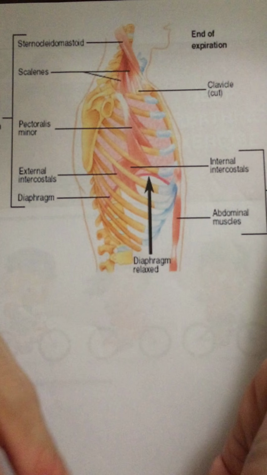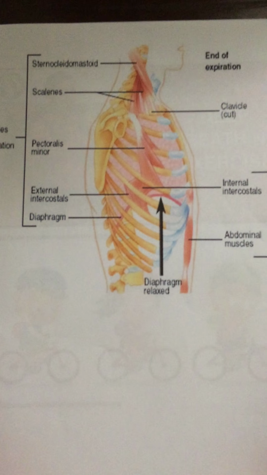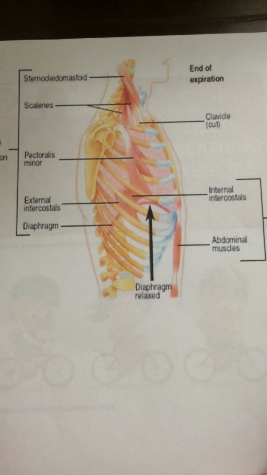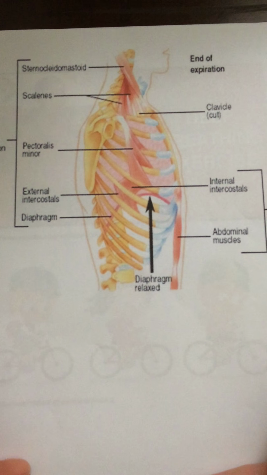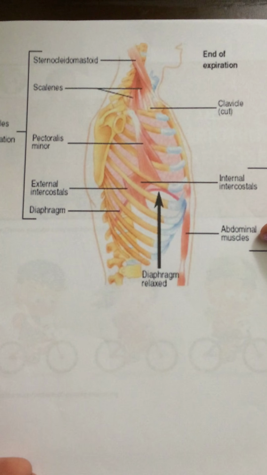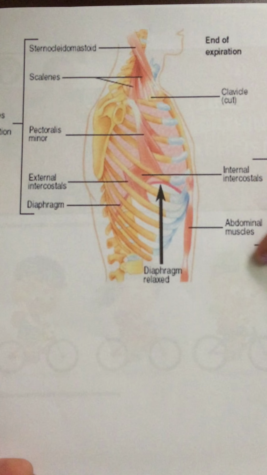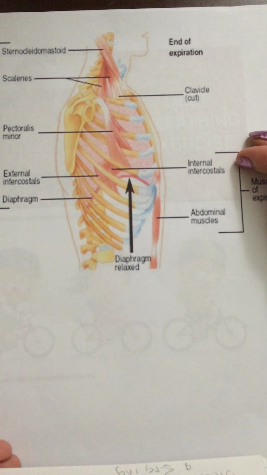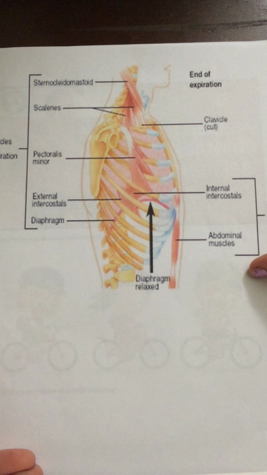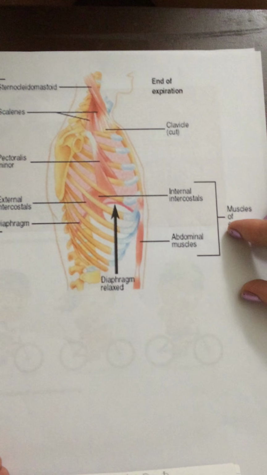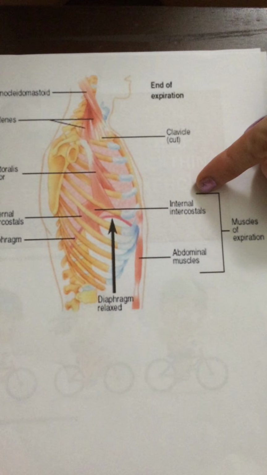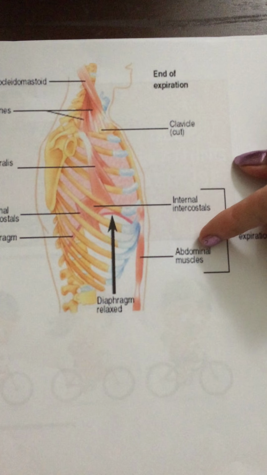During exhalation of forced breathing, the transversus thoracis and internal intercostals actively depress the ribs, while the abdominal muscles and the external and internal obliques, all of these muscles down here, push the diaphragm back up. The rectus abdominis, the transverse abdominis, the internal and external obliques. You can see here the abdominal muscles, the internal intercostals, all of those push up.